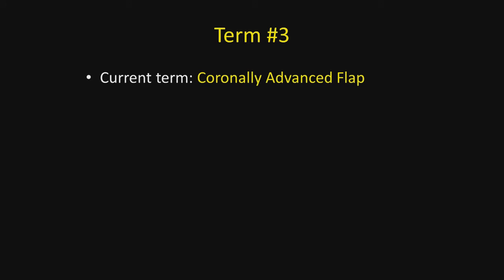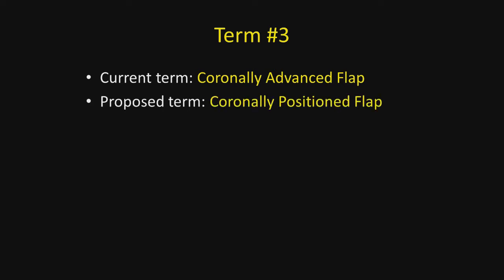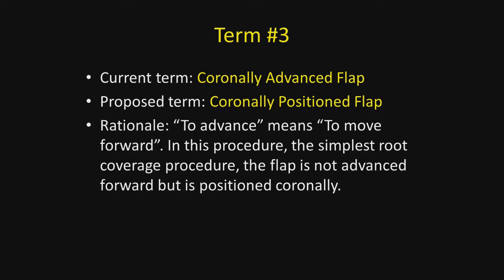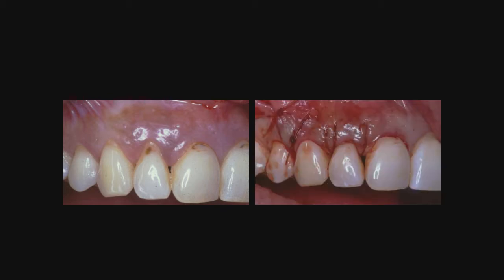Term number 3. The current term used, see it all the time in the literature, is a coronally advanced flap. A better term, or proposed term in my opinion, is a coronally positioned flap. Here is my rationale. To advance means to move forward. In this procedure, which I think is the simplest root coverage procedure, the flap is not advanced forward, but is positioned coronally. And here we see what we're talking about and how the flap is coronally positioned.